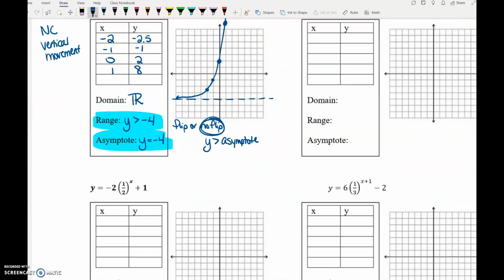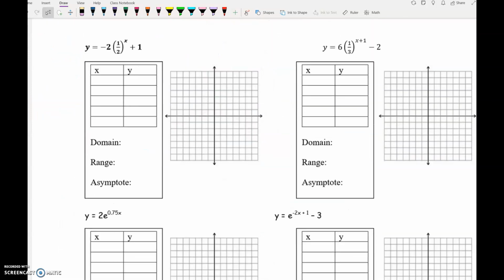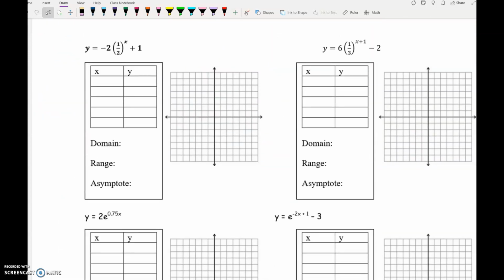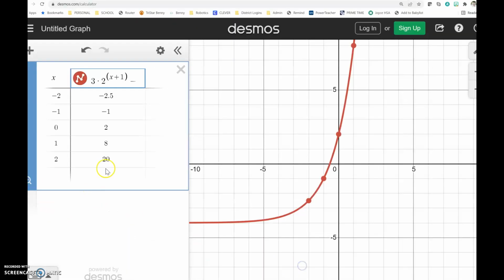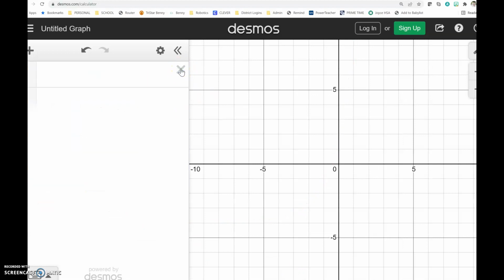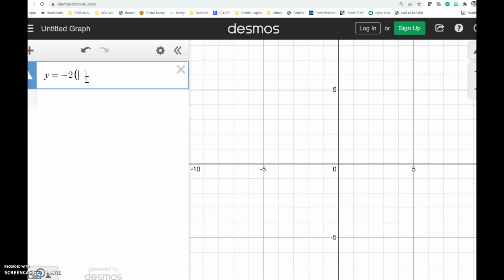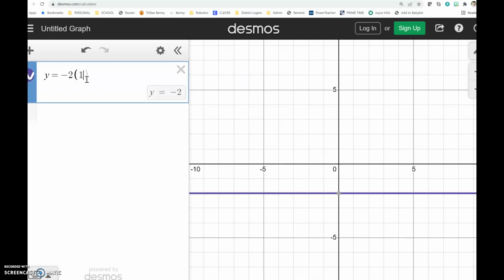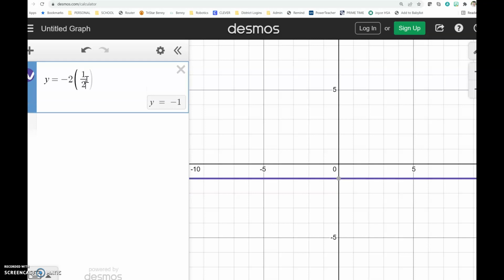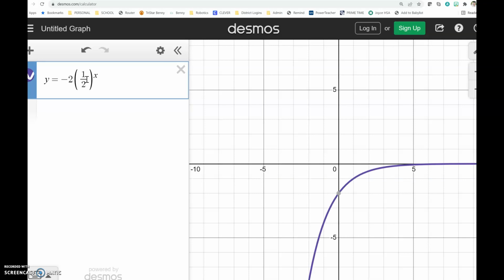Now I want to show you something like this example, how to type this into Desmos. So I'm going to go back to Desmos. You can click this X to take out whatever was in there before. I want y equals -2, y equals -2, parentheses, 1/2. For 1/2, you just do 1 divided by 2, and it creates that for you. You can move outside of the parentheses, raised to the x.